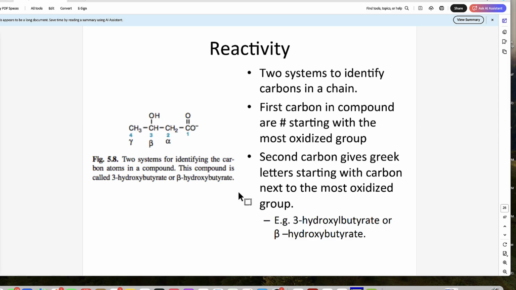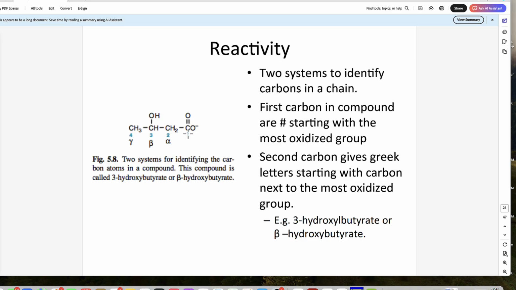So how do we identify this carbon chain or this reactivity? The first carbon that you see in the compound, the one that is the most oxidized, is number 1. Remember we talked about what is most oxidized: it's the presence of a double bond. So this has the most oxidized state, and this would be your first carbon.